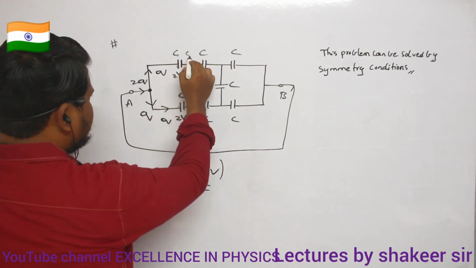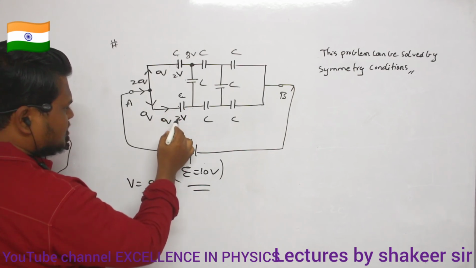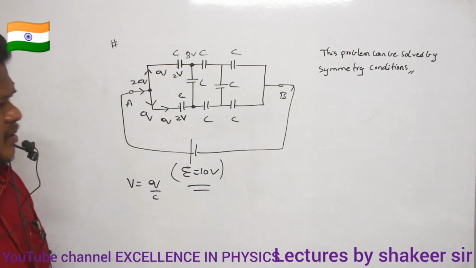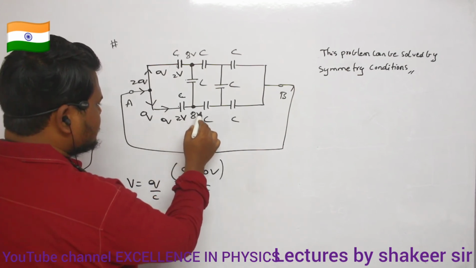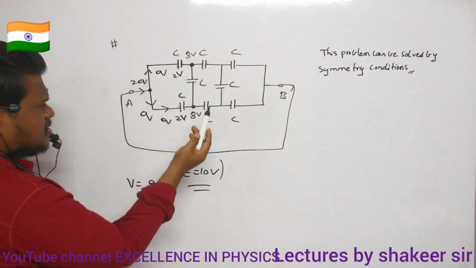8 volts. Here the remaining potential is 8 volts. Similarly, in this branch also, if this one is taking 2 volts, then what is the potential here? Here also the potential will be 8 volts. That's all, no? So here also the potential is 8 volts.